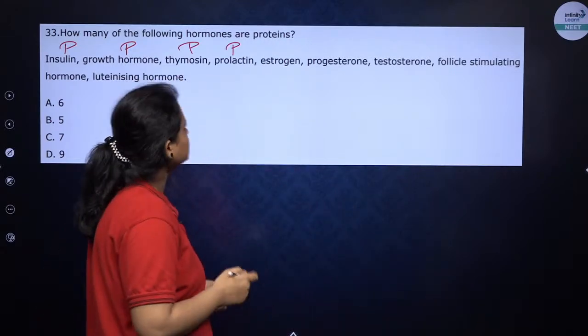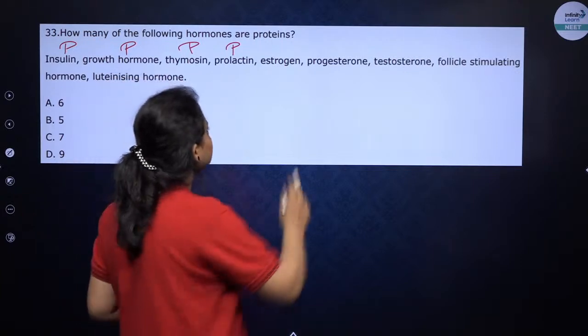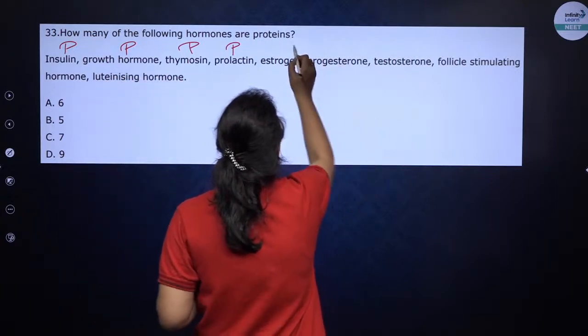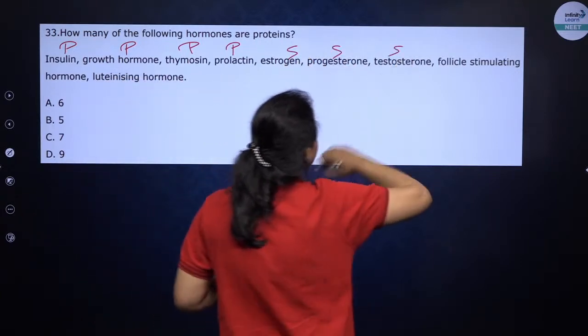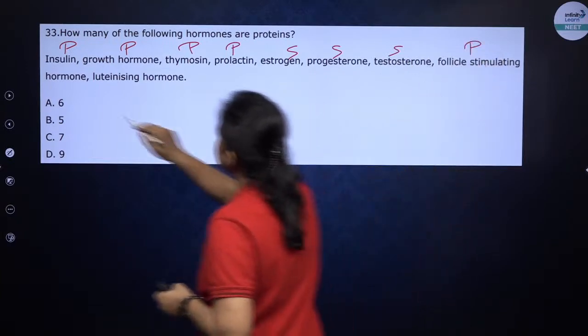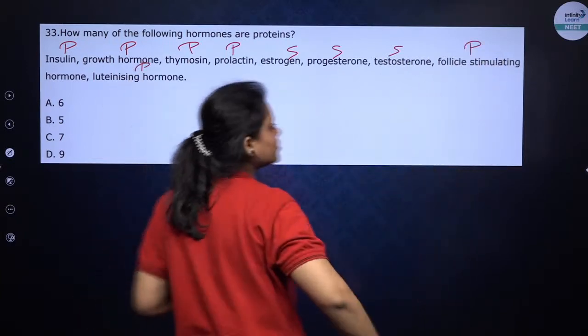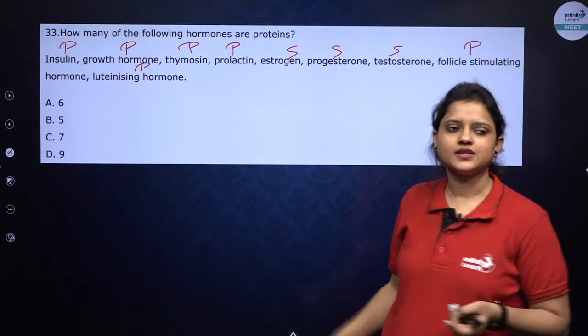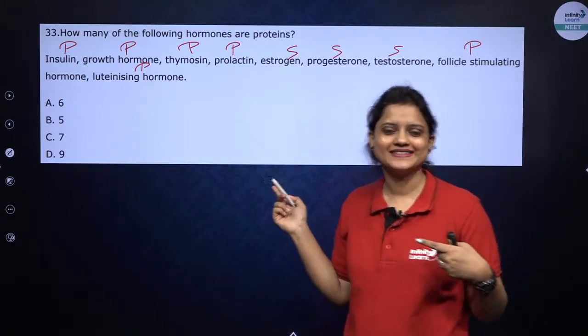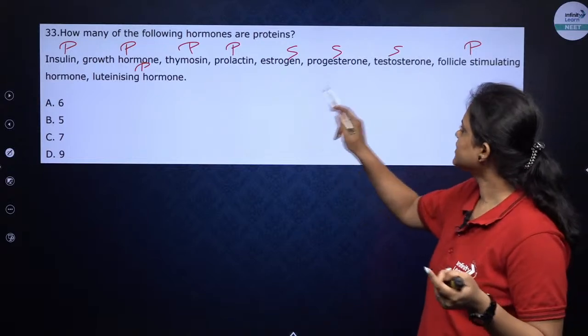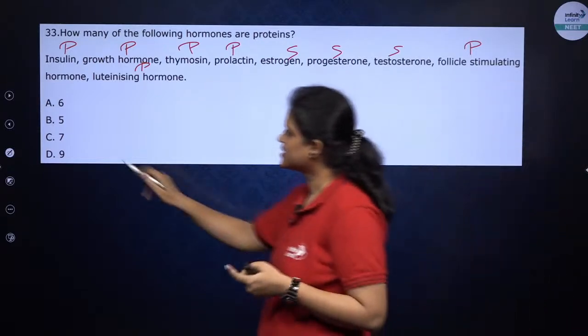5 हो रहा है, W देखते कितने होते हैं. 4 हो गए. Estrogen, progesterone, testosterone, ये तो steroid hormones हैं. FSH proteinaceous, LH proteinaceous. अब काउंट कर लो कितने हैं. कितना हो रहा है? 5 हो रहा है, 6 हो रहा है, कितना हो रहा है? हाँ, 1 2 3 4 5 6. Correct option is A.